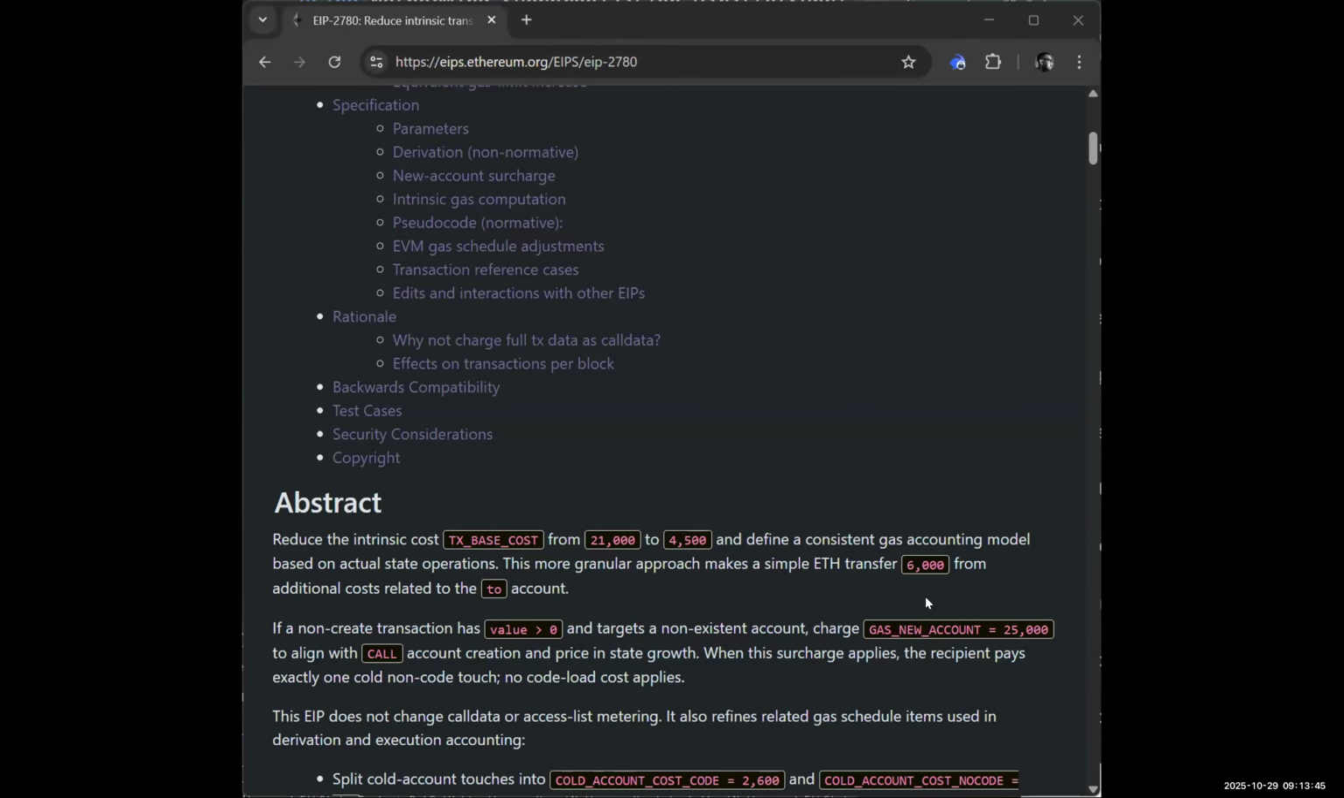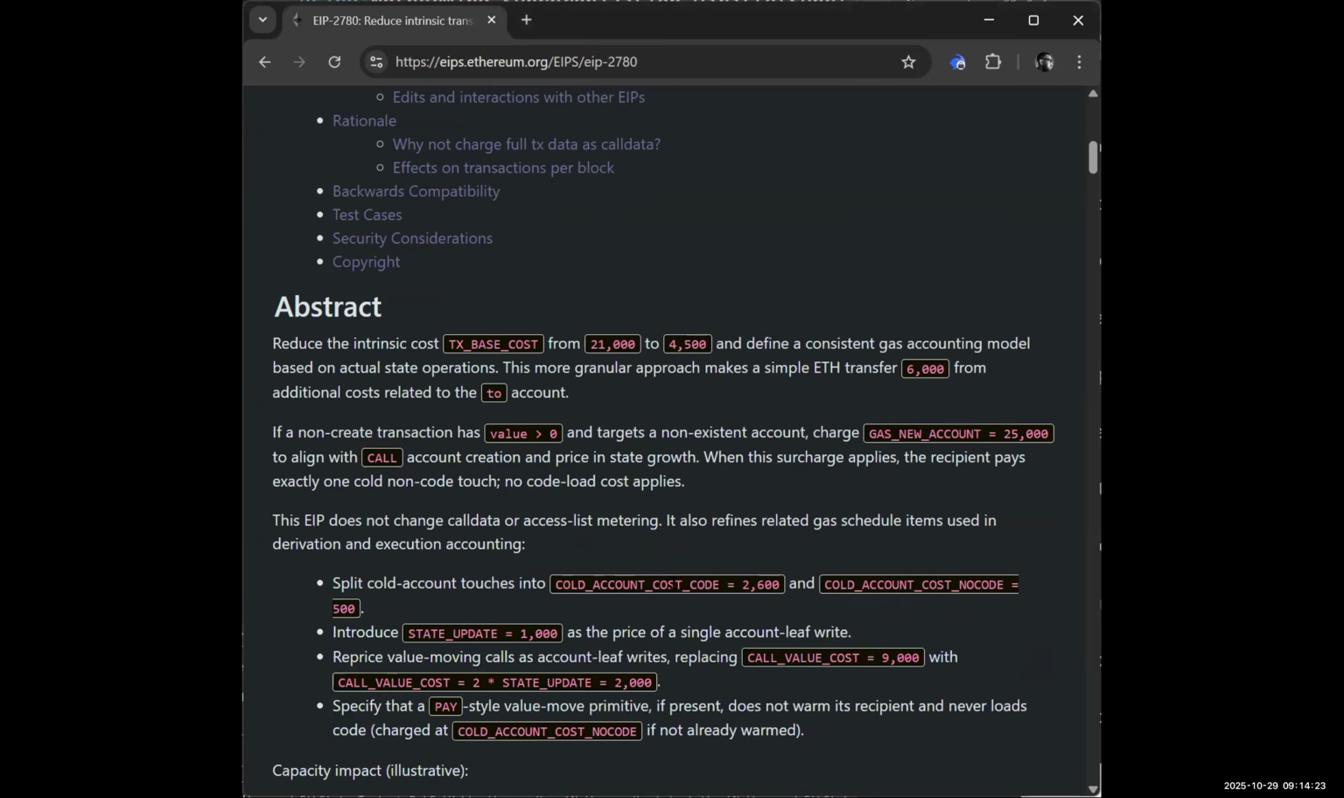So the transaction base cost drops to 4,500, although that's very decomposed. So if you do an ETH transfer, since you do an update on the to account and a warm, that's actually 6,000. But if you were doing a contract call with no value transfer, then that would be your base cost, and you'd add the execution on. And then it adds the gas for a new account if you're creating an account as part of that.